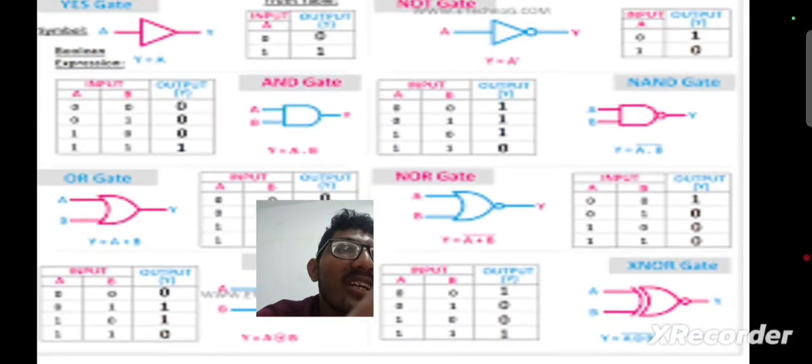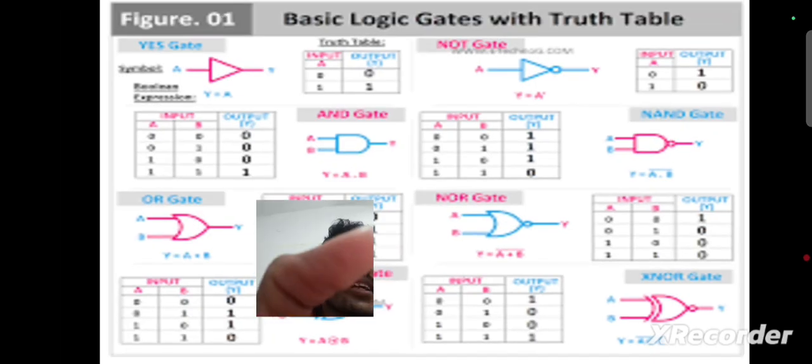Next, XOR gate. XOR gate is the operation based on when we have two inputs. When the two inputs are same, we will get output as 0, and when the two inputs are different, we will get output as 1. Next, XNOR gate is a NOT gate of XOR gate.